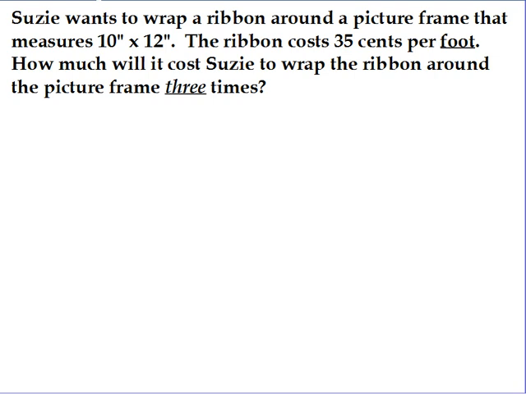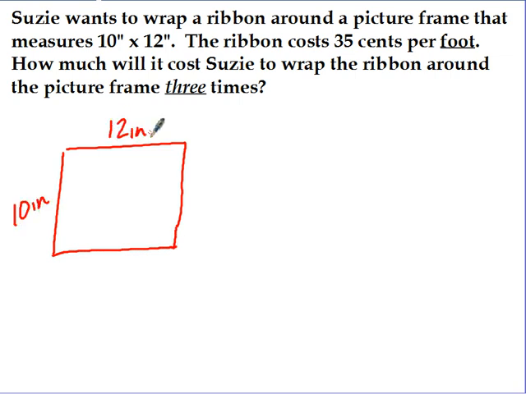So the next one here, Susie is going to wrap a ribbon around a picture frame that measures 10 by 12. So again, these little markings, 2 of them mean inches. So it's going to be 10 inches by 12 inches. The ribbon costs 35 cents per foot. How much will it cost Susie to wrap the ribbon around the picture frame 3 times?